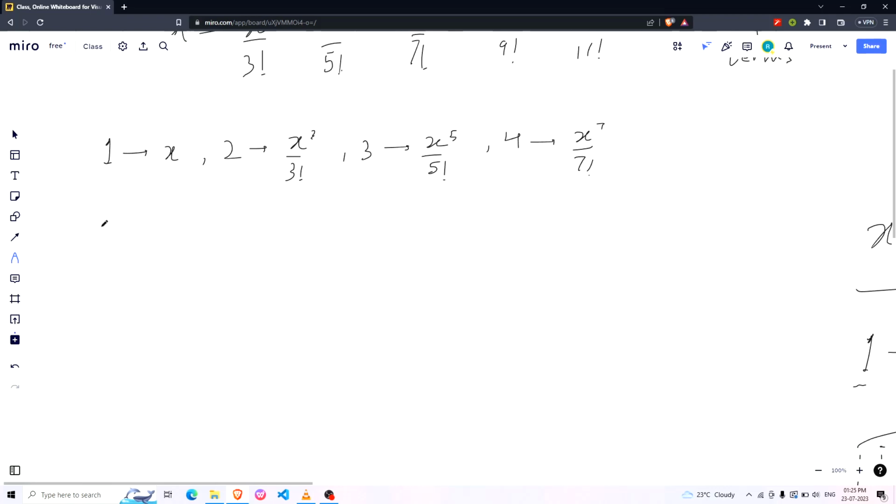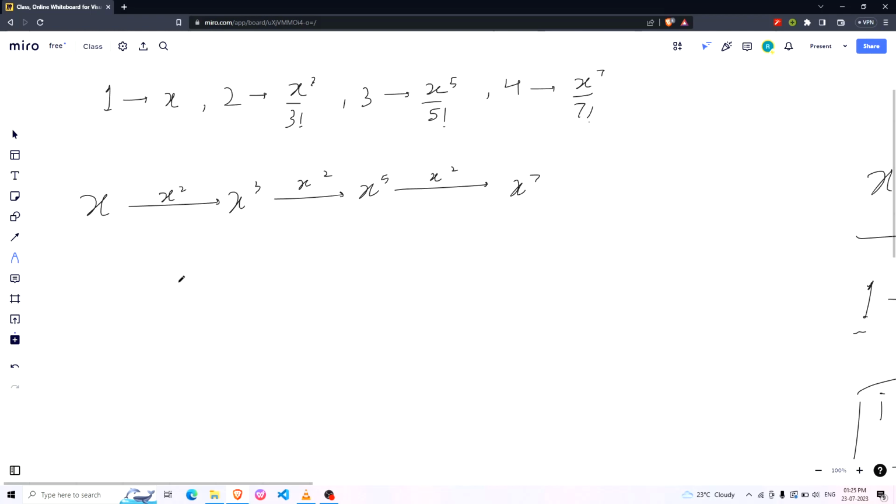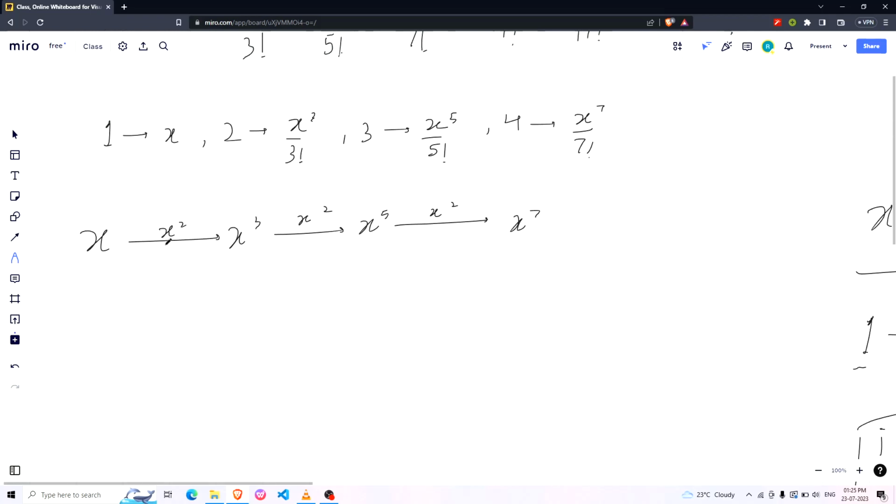For the numerator, it is exactly the same as the previous series, which is it starts with x for the first term and it keeps getting multiplied with x square with each term. For the second term, it becomes x cube. For the third term, it becomes x to the power 5. For the fourth term, it becomes x to the power 7, right? So we just have to do the same thing that we did in the previous series, which is to multiply the numerator with x square with each term, right? So there's one difference in the denominator.